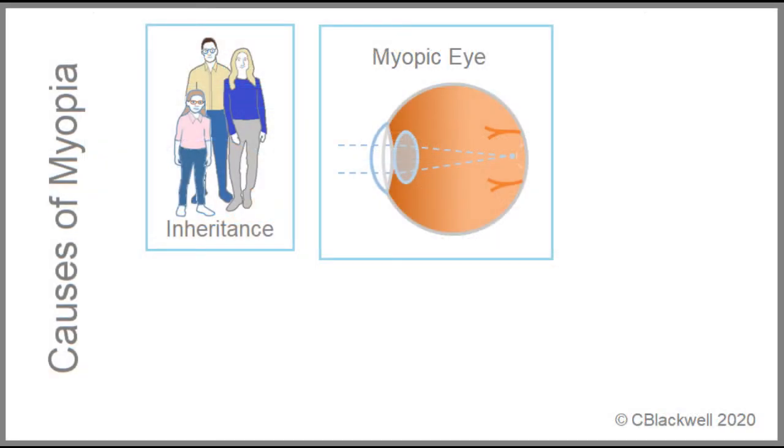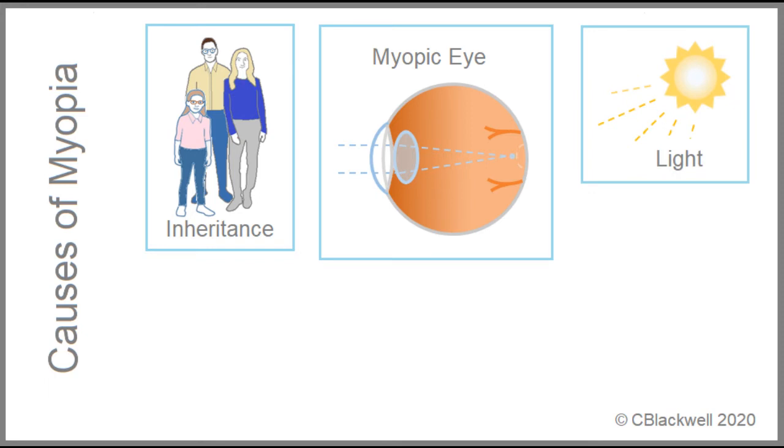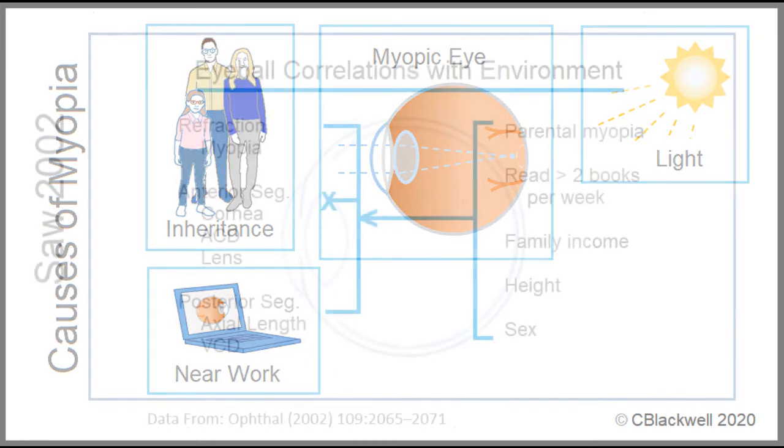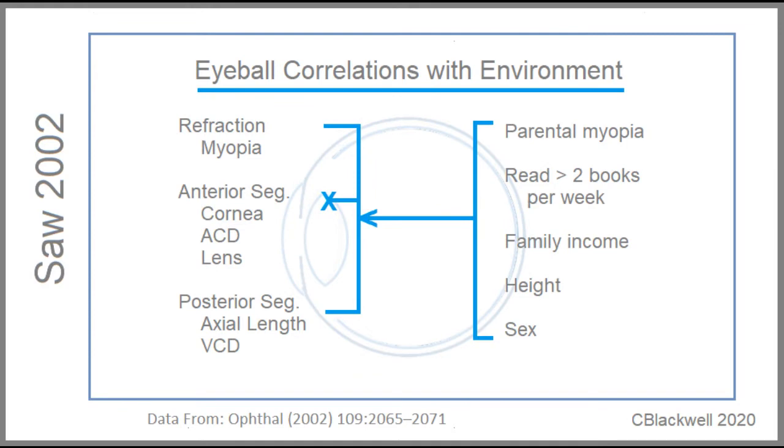Number of myopic parents provides the background, but is not the full answer. In the environment, multiple studies agree about the effect of sunlight exposure. Findings about near work, curiously, have been mixed. The SAW study we presented earlier found an association with parental history of myopia, reading more than 2 books per week, and other factors listed here.